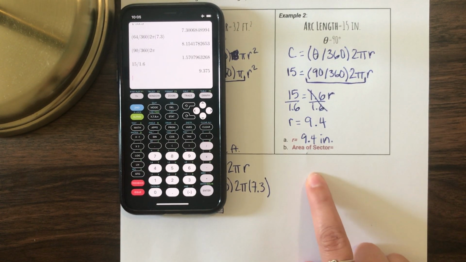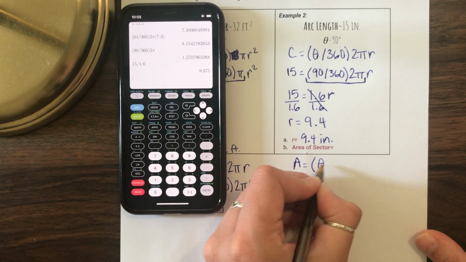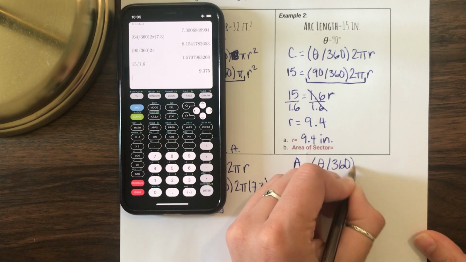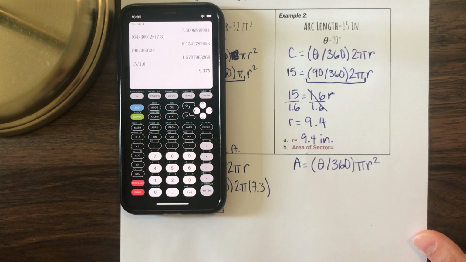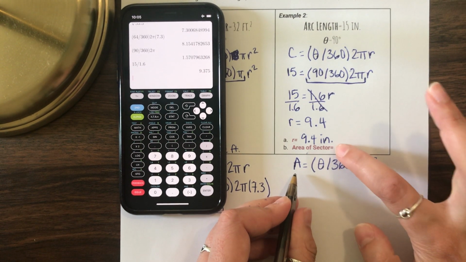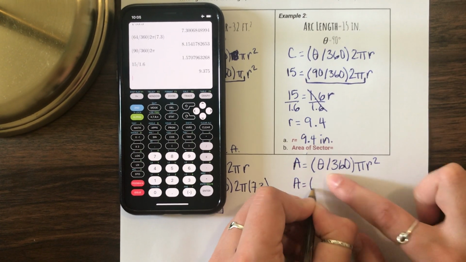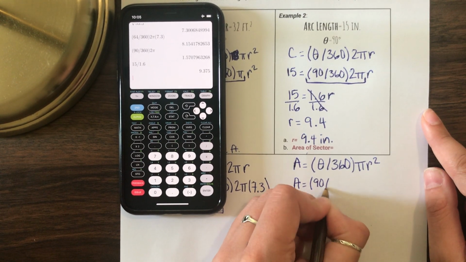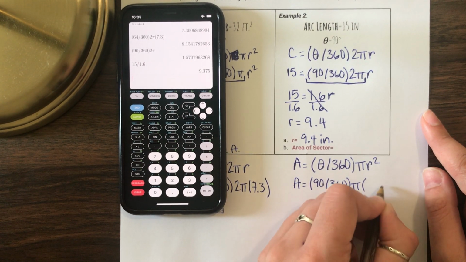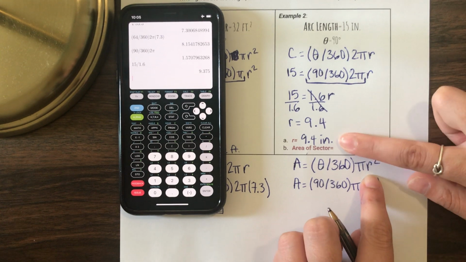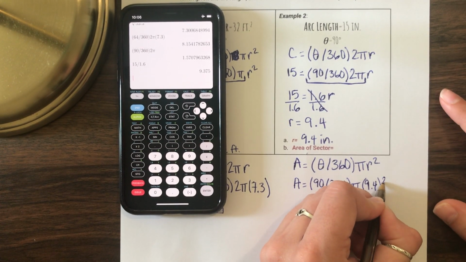So I pull out the area of the sector formula. It is A equals theta over 360 pi r squared. Okay? So I don't know the area yet, right? That's what I'm trying to find. But I do know theta, so I can plug that in. That's 90 over 360 pi, open a parenthesis. I know what r is because I just solved for it, so 9.4 squared.